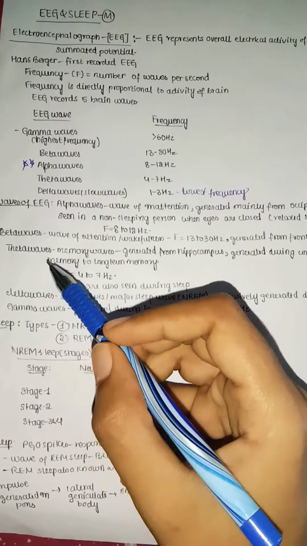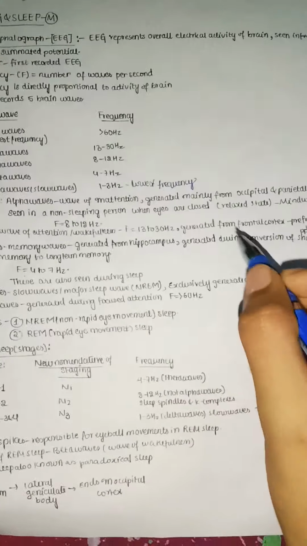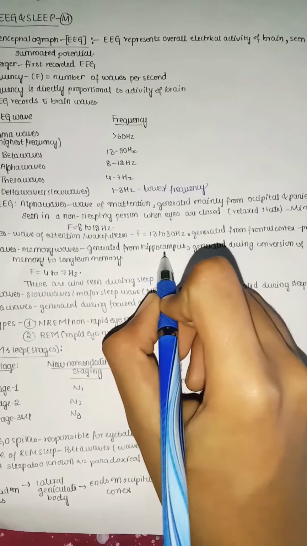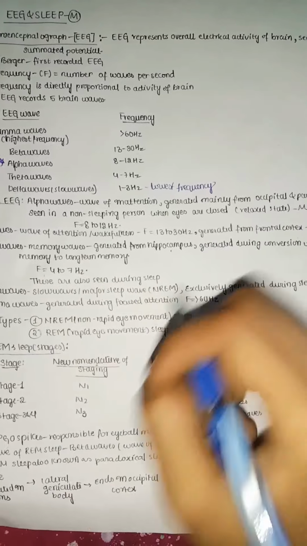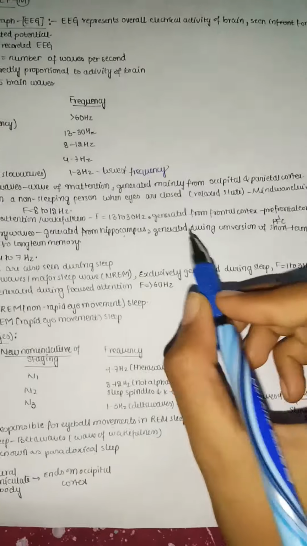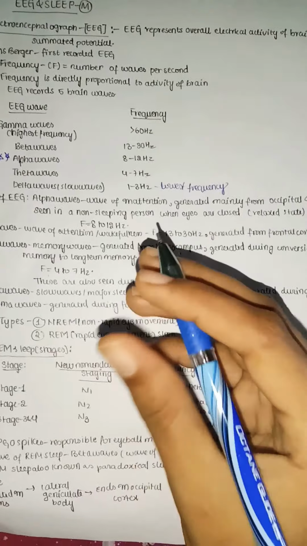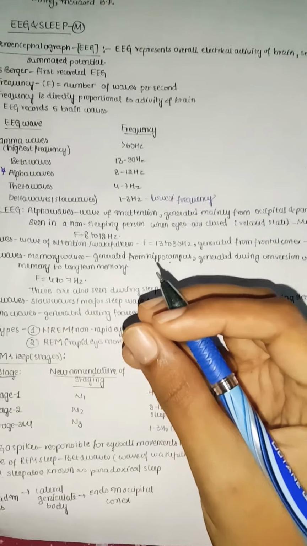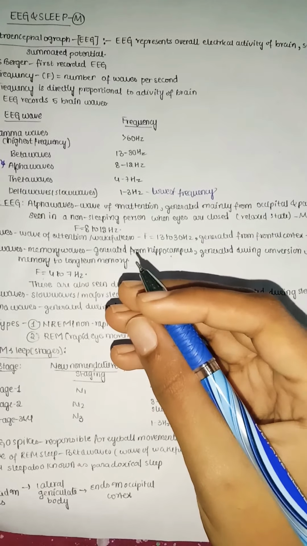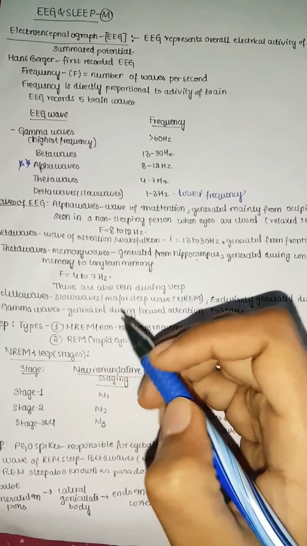Next we'll see the theta waves. So theta waves are mainly the memory waves, that is generated from the hippocampus, and of course we already discussed in the previous video, hippocampus is associated with memory. So memory waves are nothing but coming from hippocampus, generated during conversion of short-term memory to long-term memory, which lies forever in our brain. So this conversion is going on at that time.